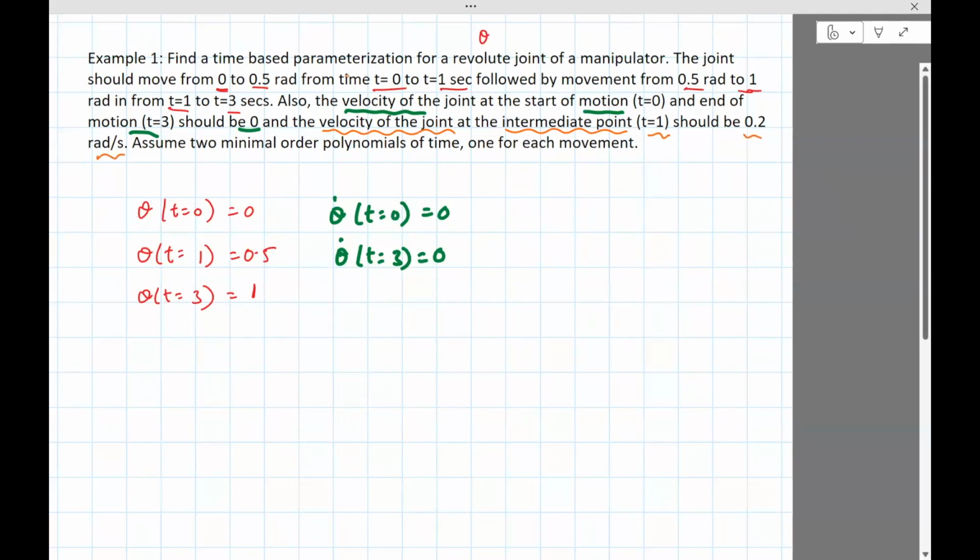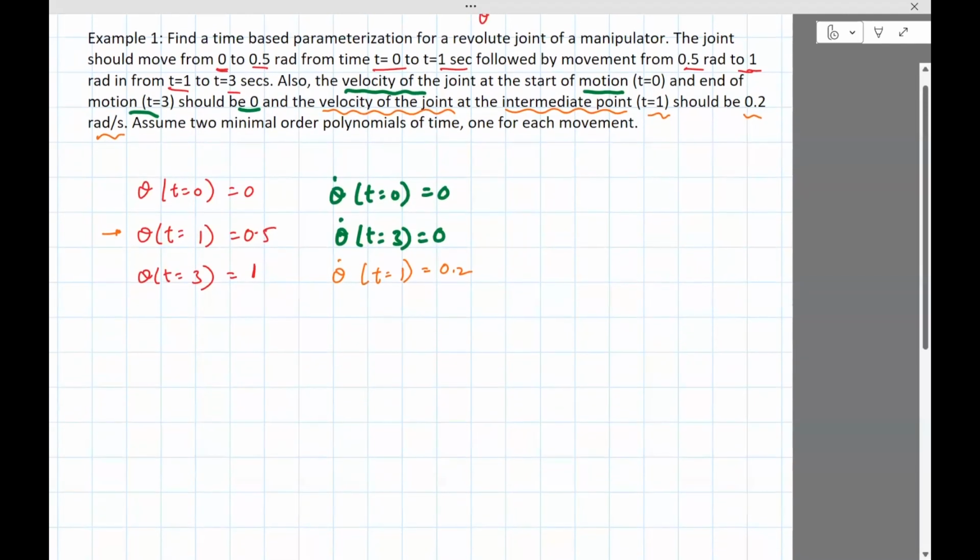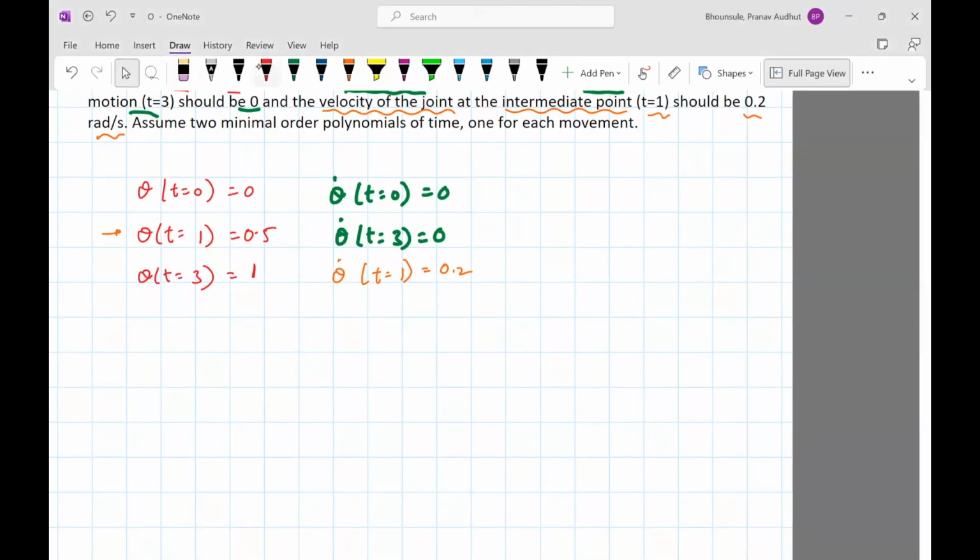Okay, so what does intermediate point mean? Well, it's basically this one. So theta dot at t equals 1 should be 0.2. Okay, so those are the conditions.